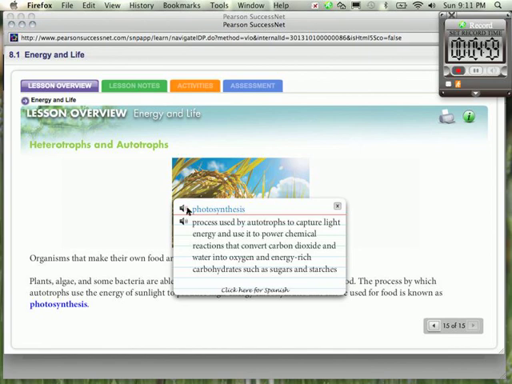Photosynthesis. Process used by autotrophs to capture light energy and use it to power chemical reactions that convert carbon dioxide and water into oxygen and energy-rich carbohydrates such as sugars and starches.